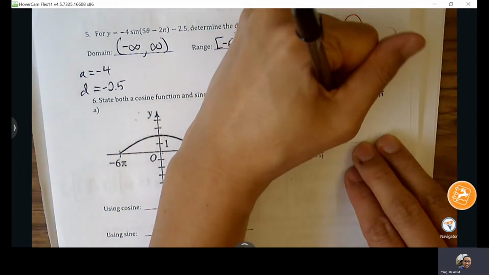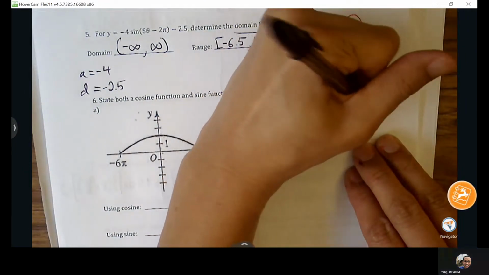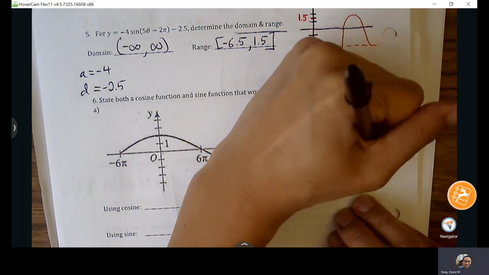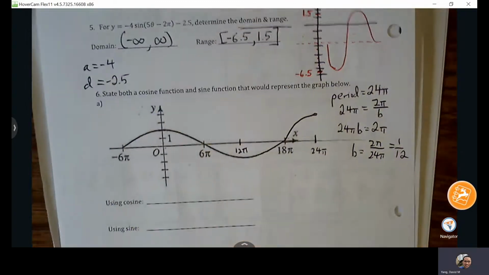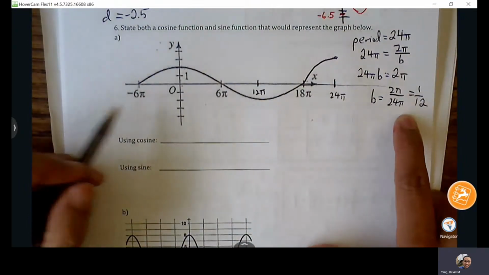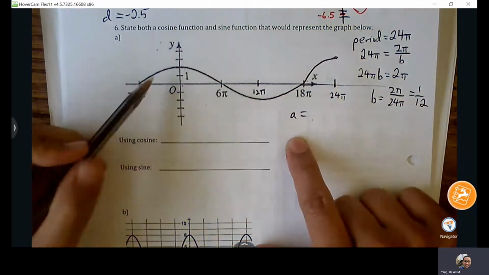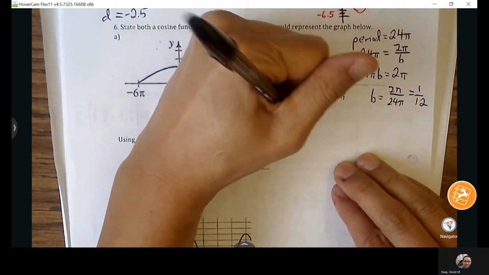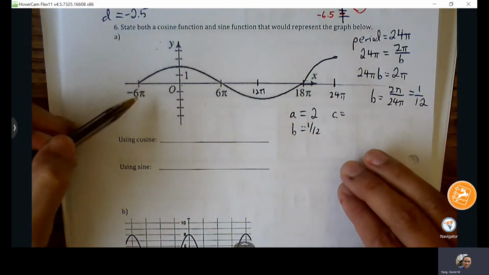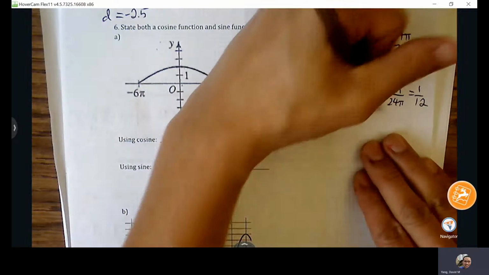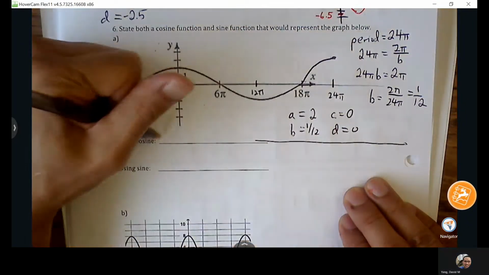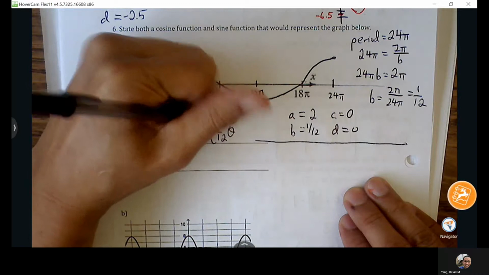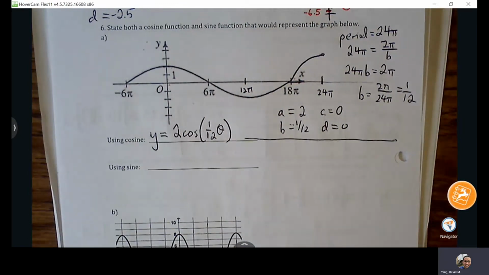Okay, so from that, I can get to my B value. My B value is 1/12. What's the A value? 2. The nice thing is the D value is 0, right? So we just have to count up and down from the x-axis. What's our C value? Do we have any shift? No. That's why we picked the cosine first, right? There's no shift. It's easier to deal with. And D is also 0. We purposely targeted the cosine first. It was the easier function to work with.